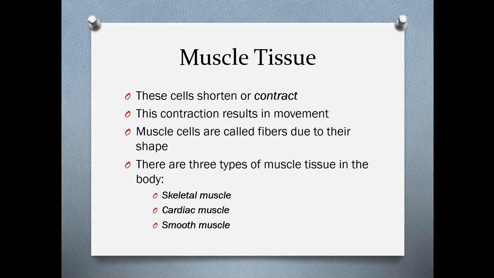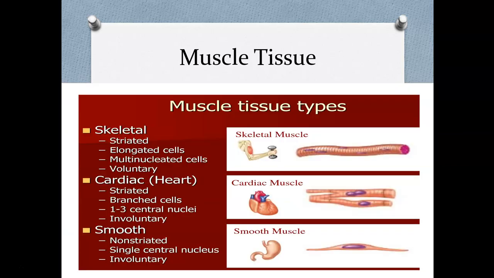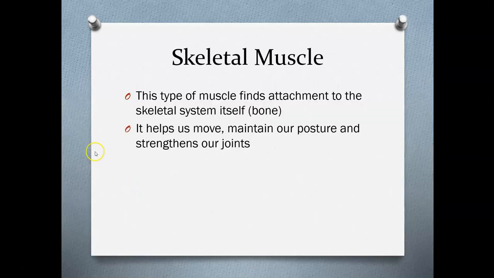We have skeletal muscle, we have cardiac muscle, and we have smooth muscle, which we can see here, representing the three different types. Skeletal muscle, of course, is what attaches to the skeletal system itself. So skeletal muscle will find attachment from bone to bone, or at least one attachment to bone.